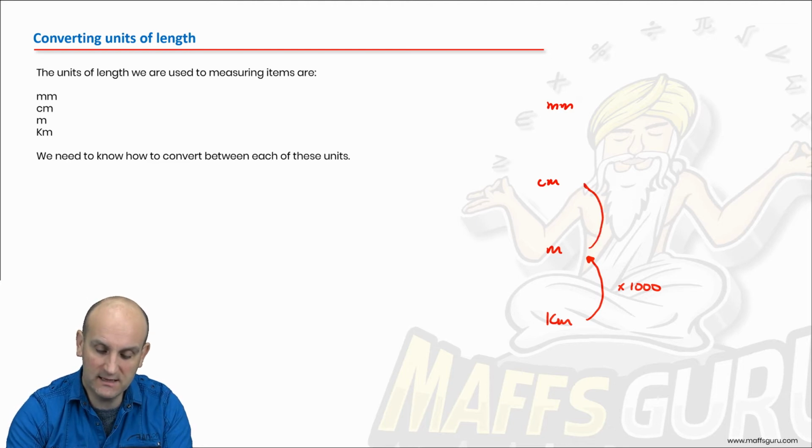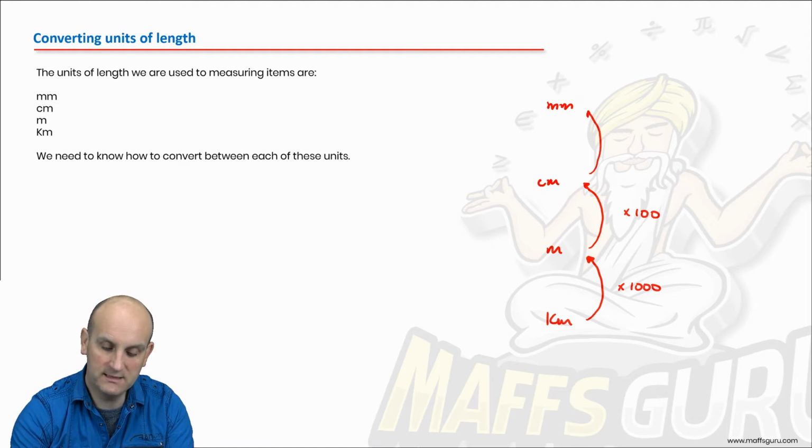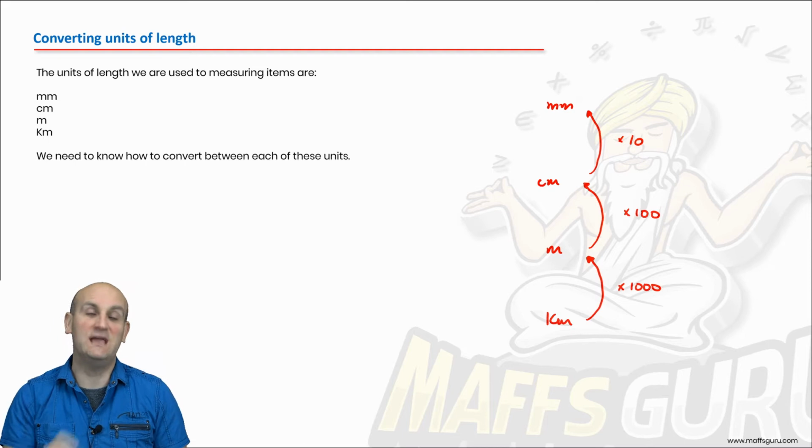How many centimeters are there in a meter? There are in fact 100. And how many millimeters are there in a centimeter? There are 10. If you're ever not sure with that one, grab a ruler and just count how many little millimeters there are in a centimeter.